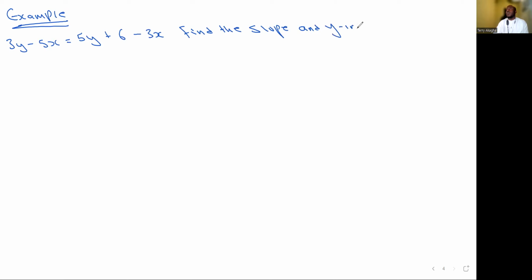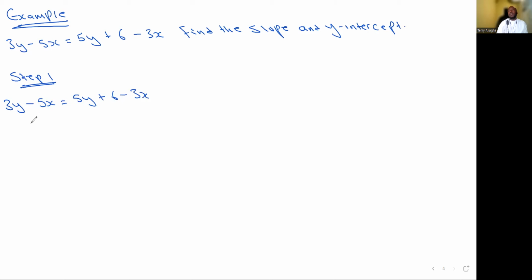So assuming you were told an equation of a line is given by 3y minus 5x is equal to 5y plus 6 minus 3x. We're told now to find the slope and y-intercept. Okay, so step 1, y must be on its own, right? So let's see. We have 3y minus 5x is equal to 5y plus 6 minus 3x.